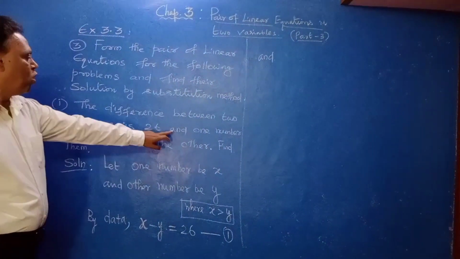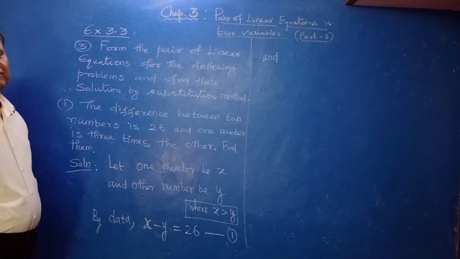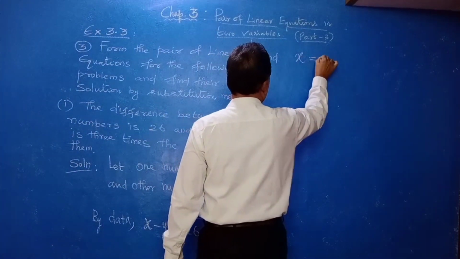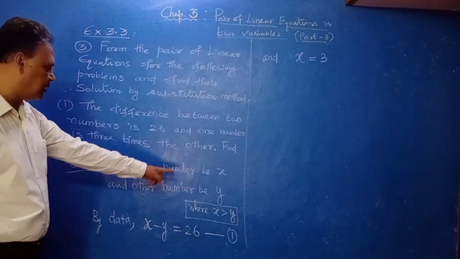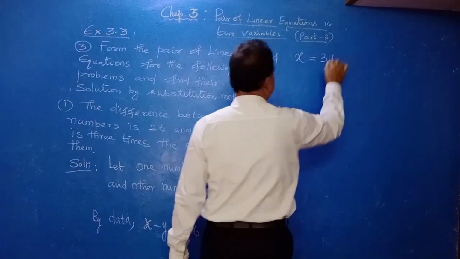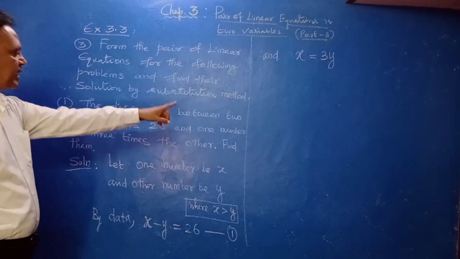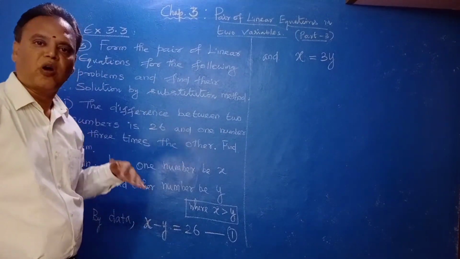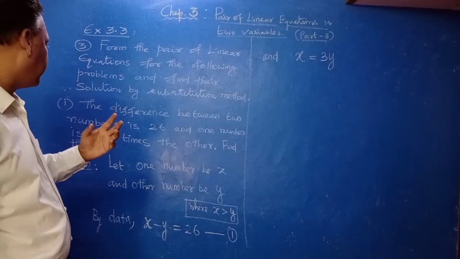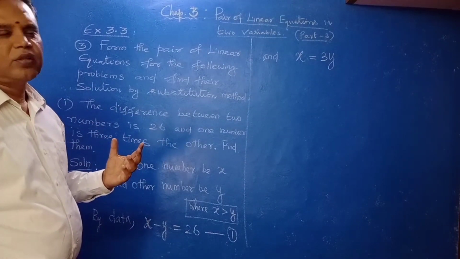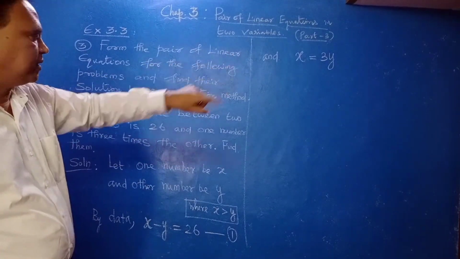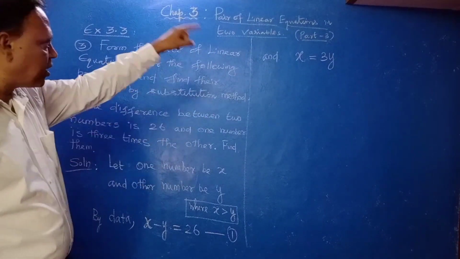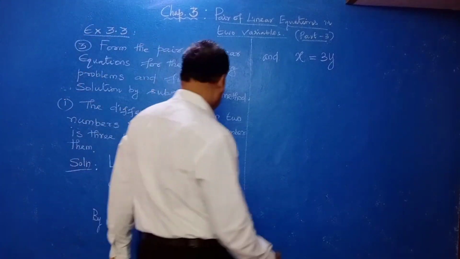And one more condition also given. One number is 3 times the other. One number, that is x, is equal to 3 times the other number, that is y. So x is equal to 3y. You have to understand the statement, then only you can convert it into mathematical form. One number we have taken x, other number y. So this is equation number 2.